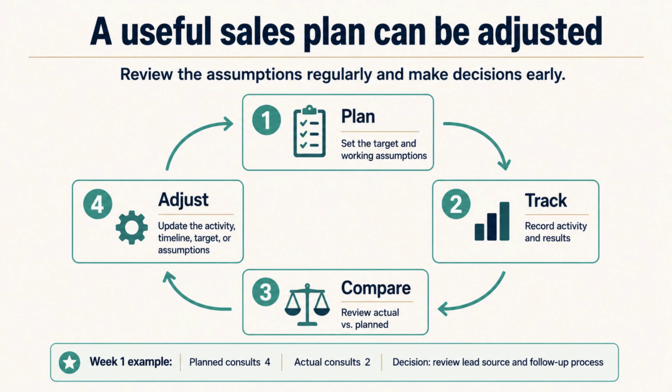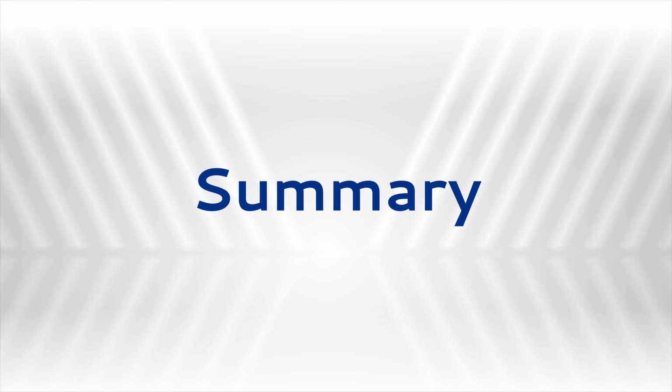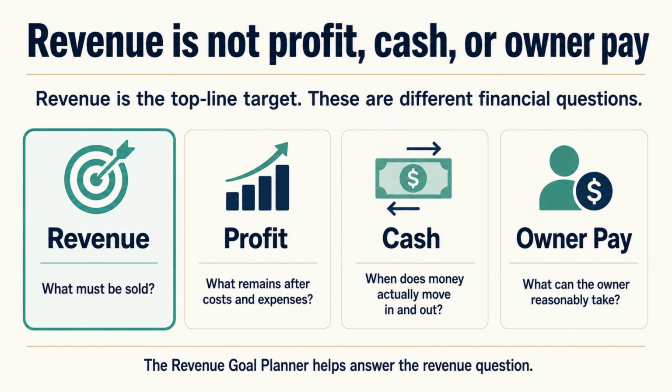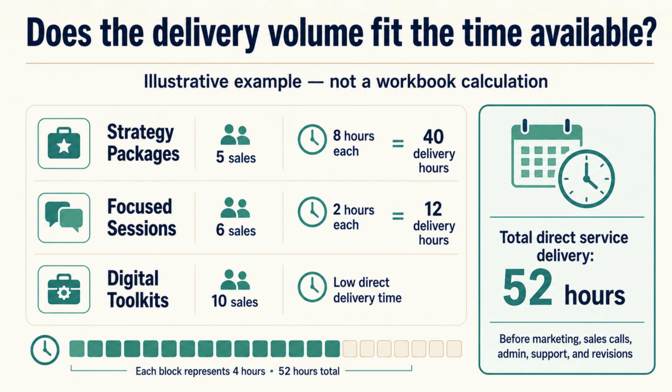The calculation establishes the requirement. The strategy, actions, and review process form the plan. A revenue goal gives the business a target. The price, sales volume, and offer mix show what that target may require. The actual sales plan explains how the business intends to meet that requirement.